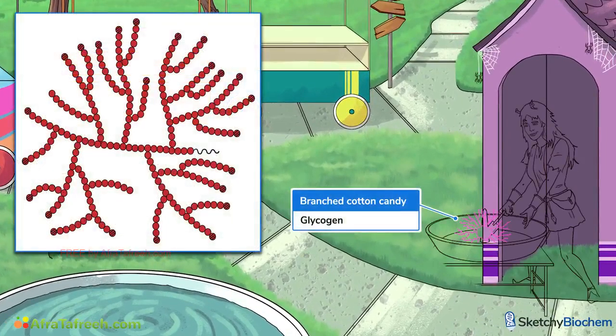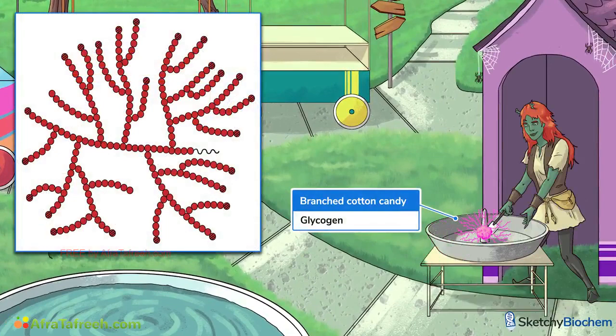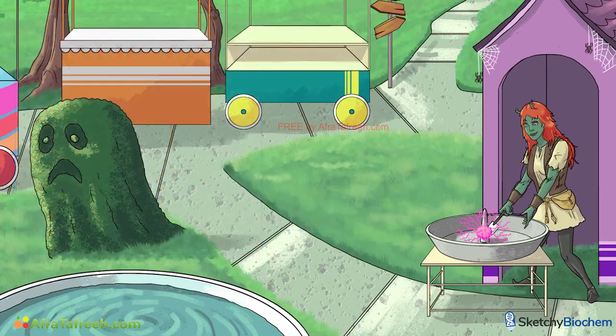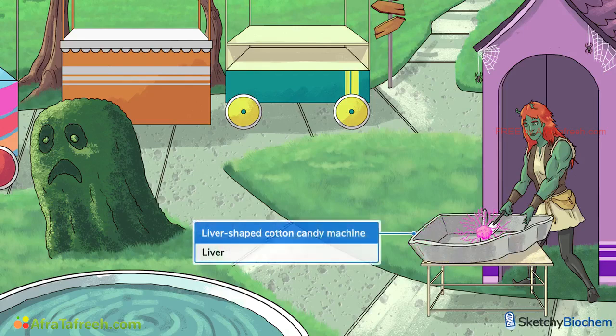Anywho, glycogen is a large, branched polysaccharide that functions as the main storage form of glucose. And it looks just like cotton candy. Glycogen is made, stored, and broken down in the liver and skeletal muscle. We've redrawn the cotton candy machine to look like a liver.